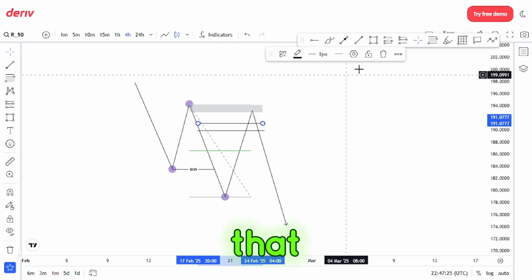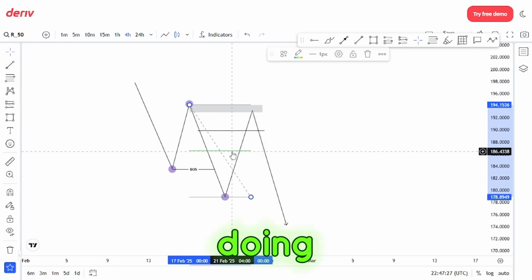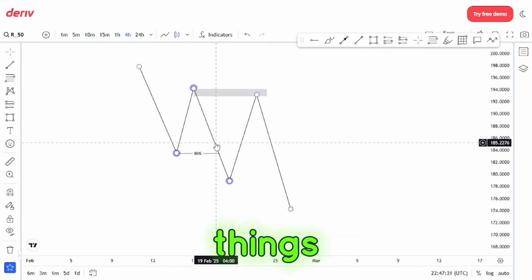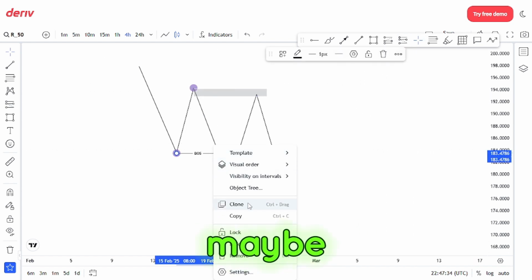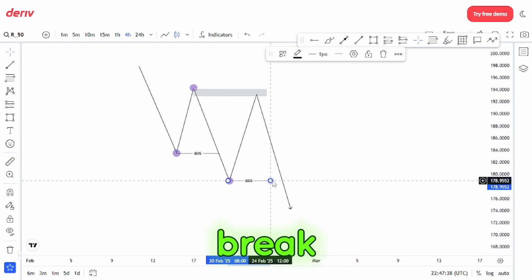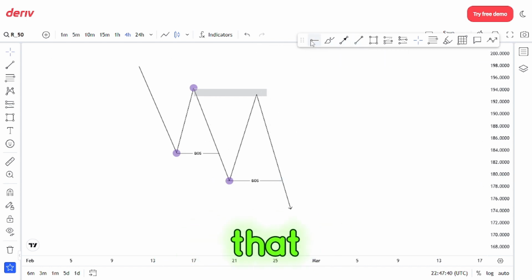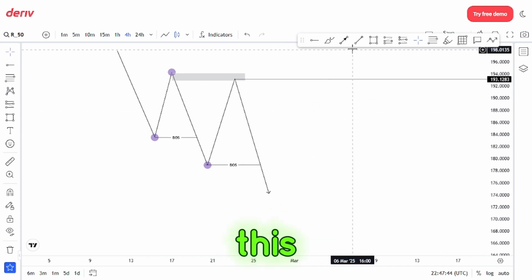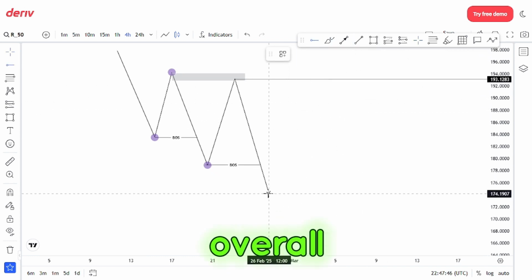So that is how you do your analysis, and I hope you understand those things right there, guys. So let's say maybe we continue breaking structures. So we get a new break of structure, then we already know that this high here, this high here, and this low here is your overall trading range.